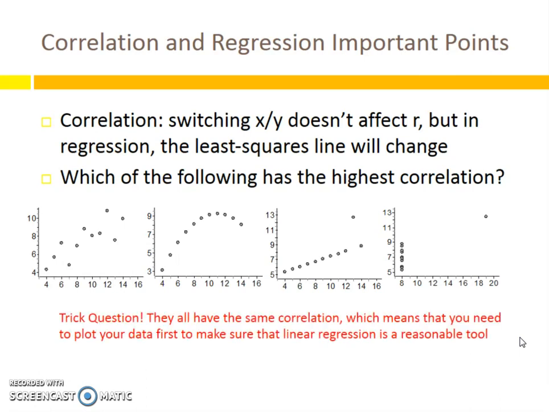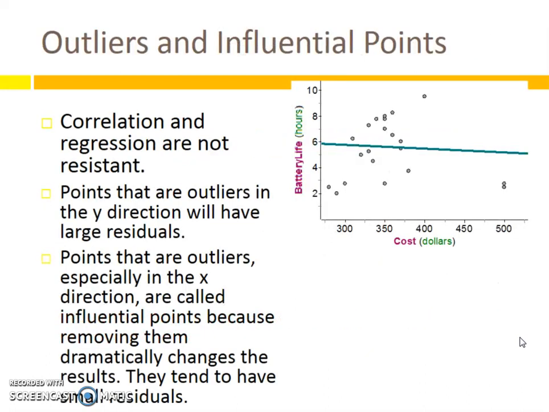Surprise, surprise! They all have the same correlation, which means you need to plot your data first to make sure that linear regression is in fact a reasonable tool. All right, something else to talk about, outliers and influential points. Surprisingly, not always the same thing.